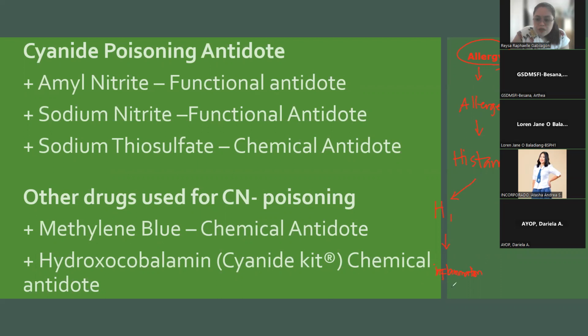Now, aside from the inflammation, aside from kanang mga katol-katol, histamine can also cause bronchoconstriction and decrease in the blood pressure because of the vasodilation. Now these two class is what we call the anaphylactic shock. Are you familiar with this? Anaphylactic shock.